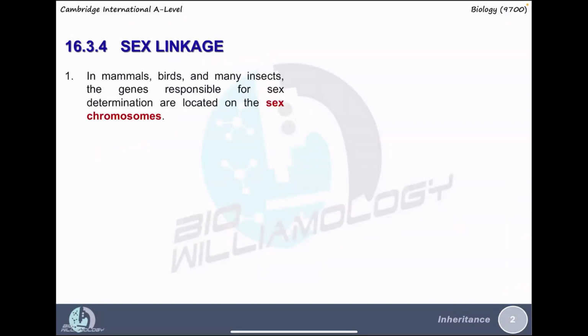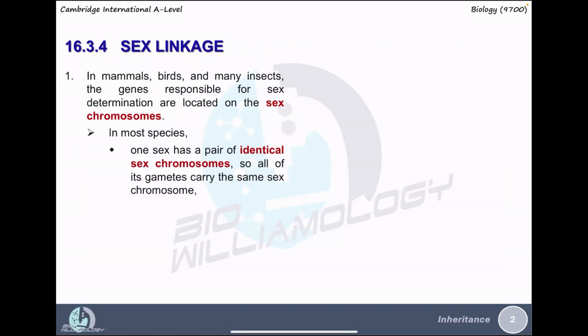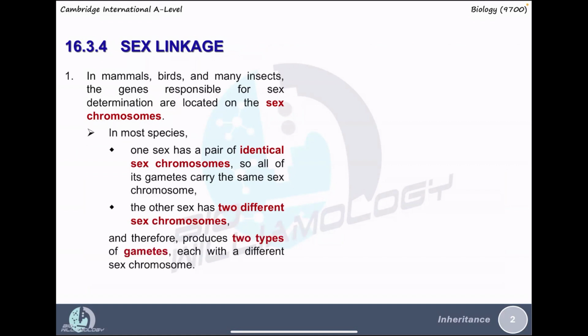In mammals, birds, and many insects, the genes responsible for sex determination are located on the sex chromosomes. In most species, one sex has a pair of identical sex chromosomes, so all of its gametes carry the same sex chromosome. The other sex has two different sex chromosomes, and therefore they will produce two types of gamete, each with a different sex chromosome.